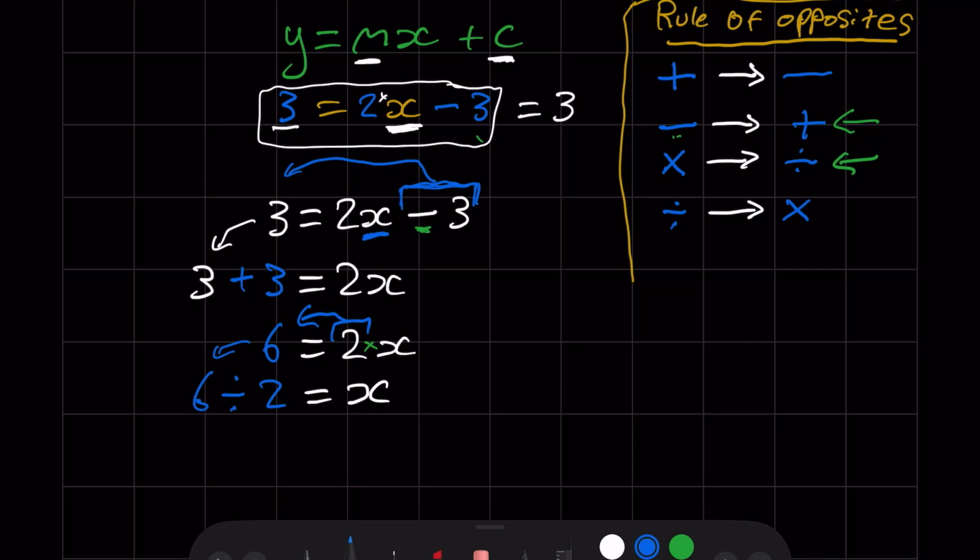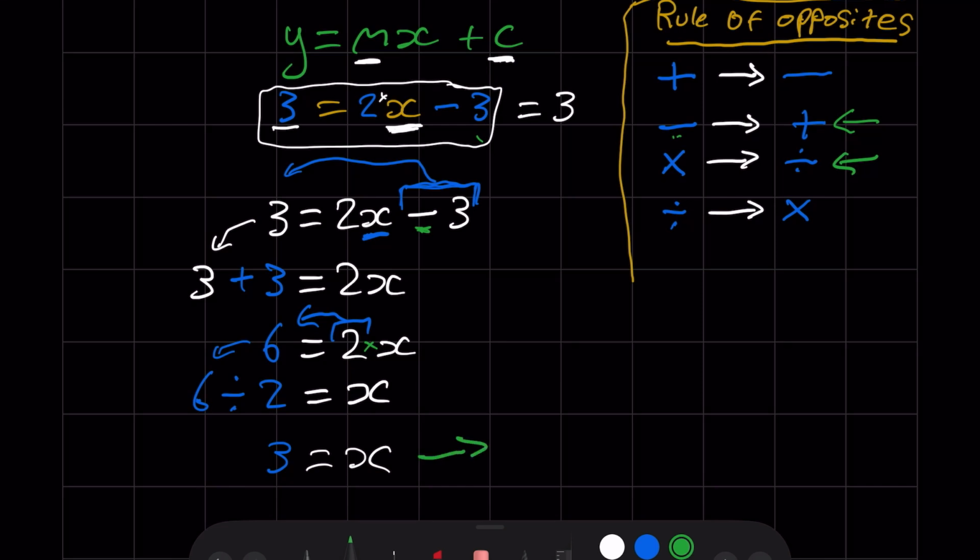Well, what is 6 divided by 2? Well, half of 6 is 3. So 3 equals x. So now we know x equals 3. If 3 equals x, then x equals 3.